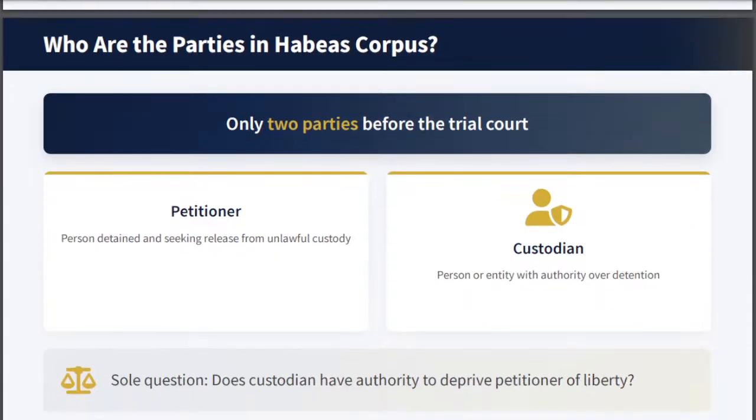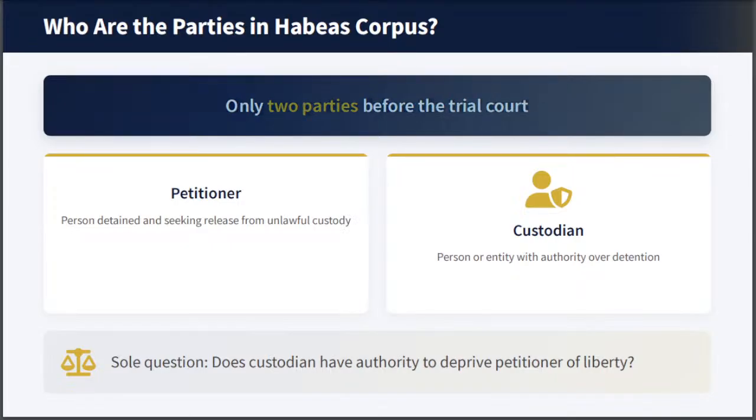So, who are the parties to habeas corpus? Pretty simple. There are only two parties before the trial court: the petitioner, the person detained and seeking release from unlawful custody, and the custodian. This is the person or entity with authority over detention. Our sole question is: does the custodian have authority to deprive the petitioner of liberty? When it comes to a habeas corpus, this is the sole question. If you get to write one up, keep that question in your mind, however you fill in all the details: does the custodian have authority to deprive the petitioner of liberty?